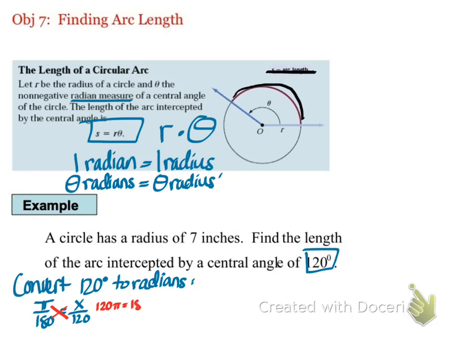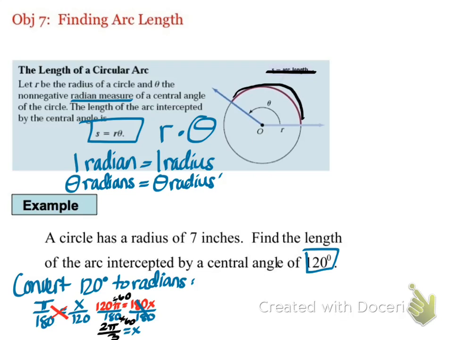We'll cross multiply: 120 pi equals 180x. And of course, solving for x, we divide by 180, and we get x equals, when we simplify, 2 pi over 3 after dividing top and bottom by 60. So that's the number of radians that is equal to 120 degrees.